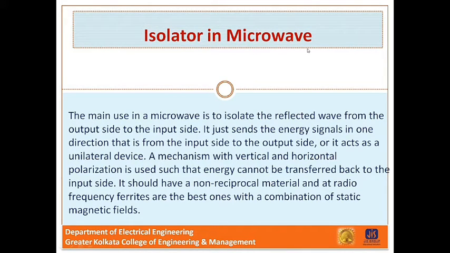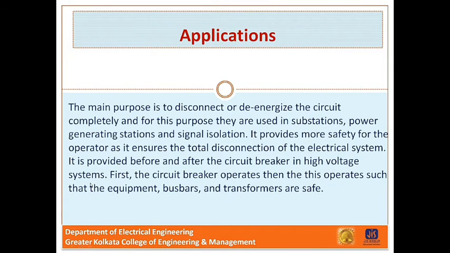Next, isolator in microwave. The main use in a microwave is to isolate the reflected wave from the output side to the input side. It just sends the energy signals in one direction, that is from the input side to the output side, or it acts as a unilateral device. A mechanism with vertical and horizontal polarization is used such that energy cannot be transferred back to input side. It should have a non-reciprocal material at radio frequency. Ferrites are the best ones with a combination of static magnetic field.